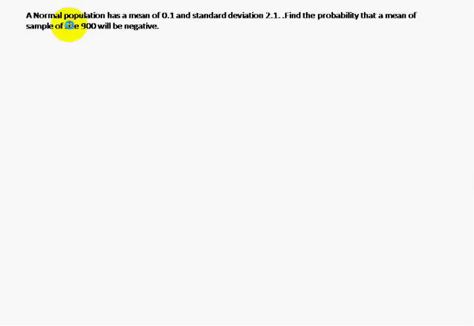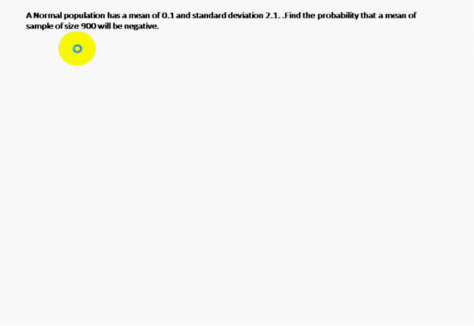Today we are going to discuss a sampling distribution problem. Here he has given a normal population with a mean 0.1 and standard deviation 2.1. Find the probability that the mean of a sample of size 900 will be negative.